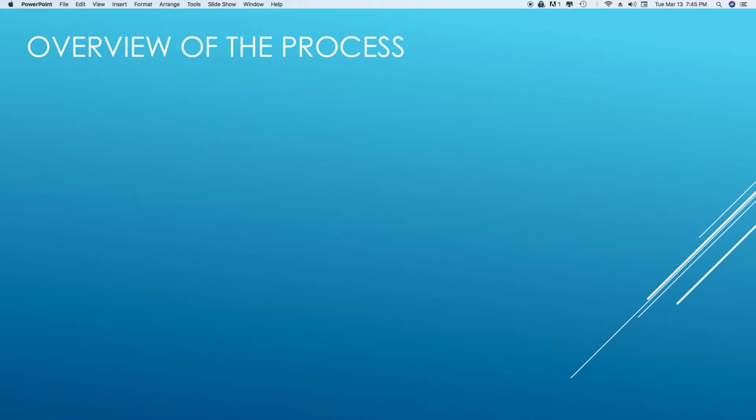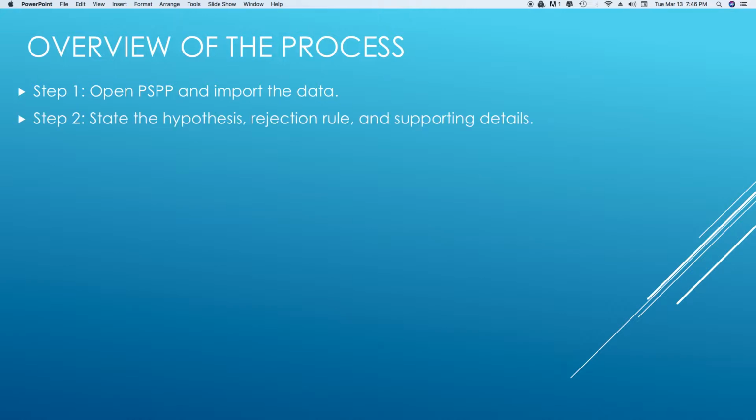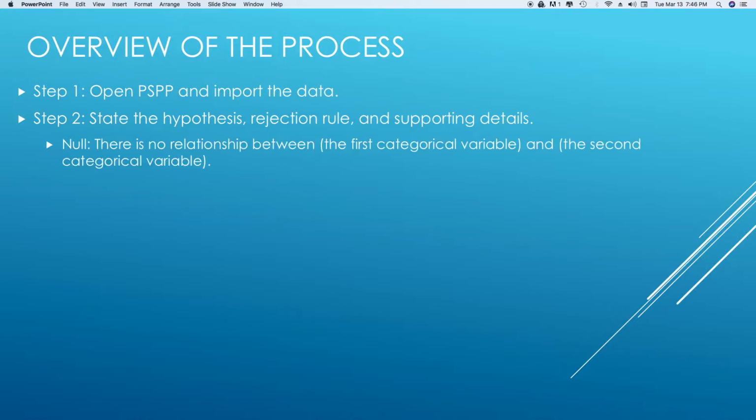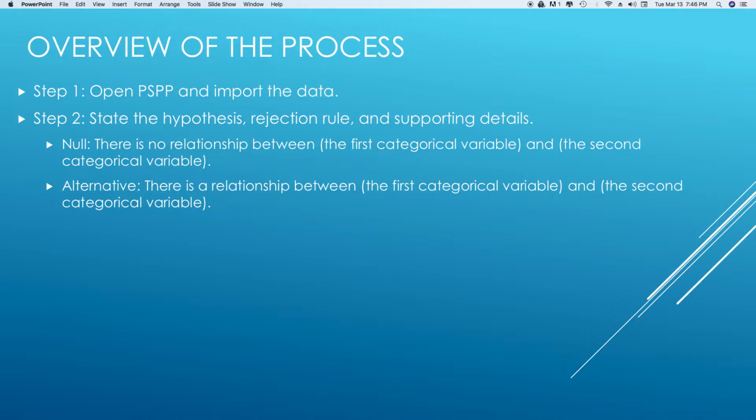So an overview of the process. Step 1, just as we did last week, we're going to open up PSPP and import the data. We're going to state the hypothesis, the rejection rule, and any supporting details, which would be for every test, the null hypothesis will state there is no relationship between the first categorical variable and the second categorical variable. And of course, as always, the alternative will state that there is a relationship between the first categorical variable and the second categorical variable.